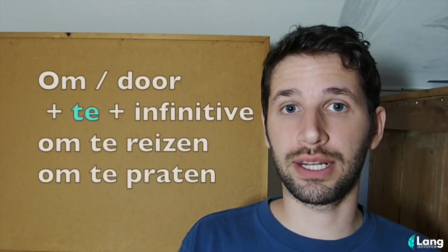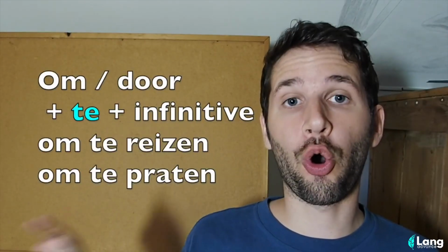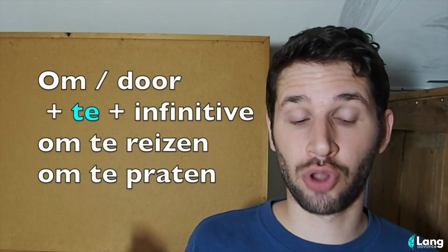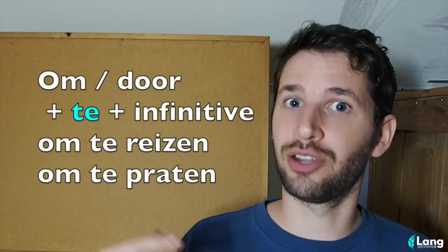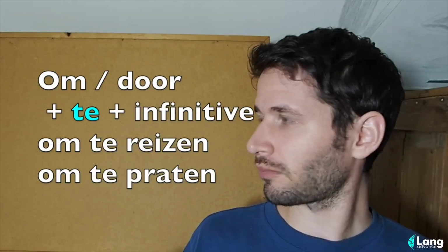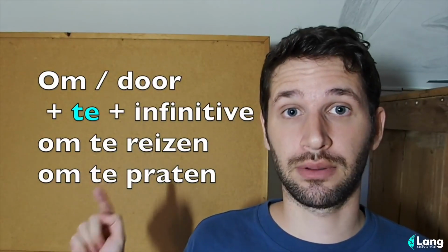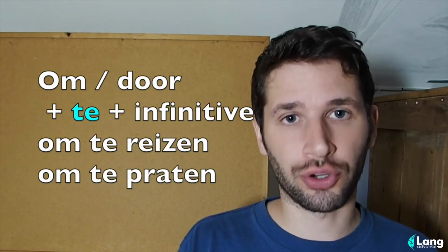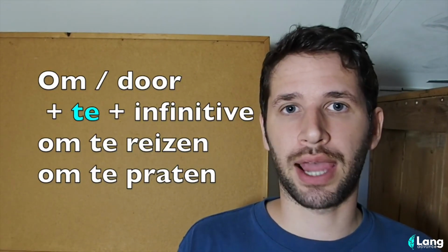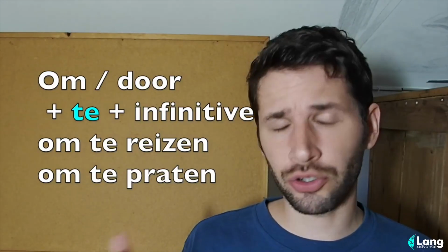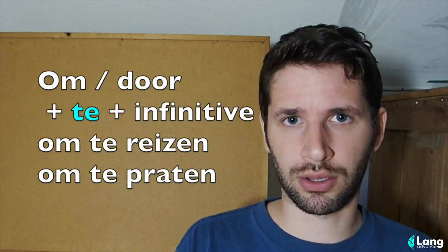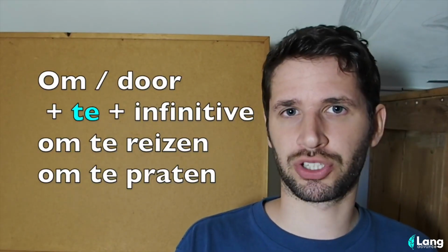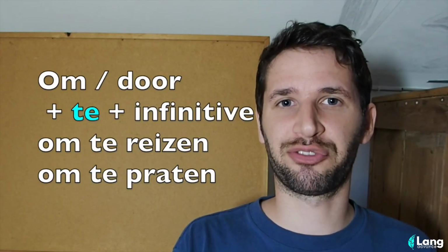One little thing before we start the exercises. Om and door use te with an infinitive. For example, om te reizen, in order to travel, or door te praten, by talking. These use the te just before the infinitive, and this te is not translated. There are other words that use this te as well, so if you see it in a text, then you know it doesn't mean too much, just in front of an infinitive.